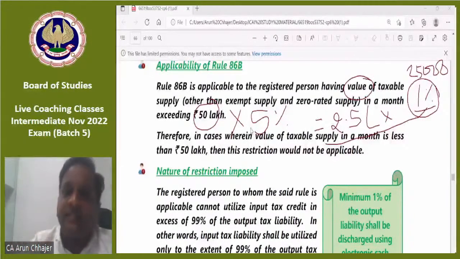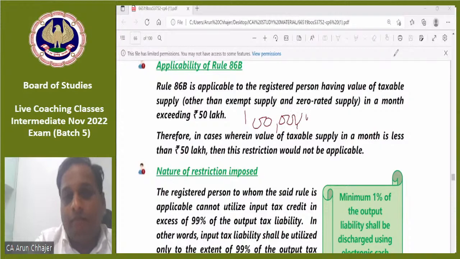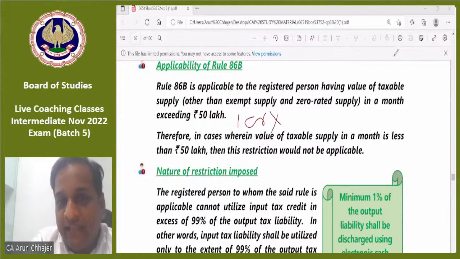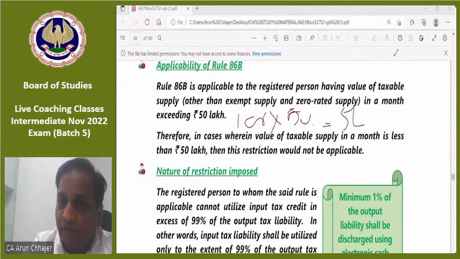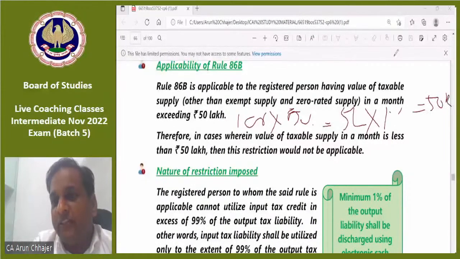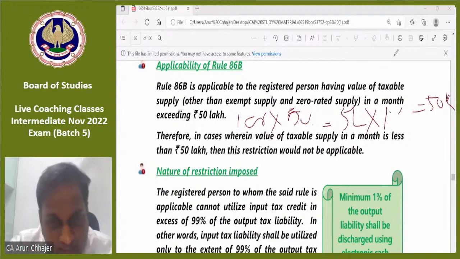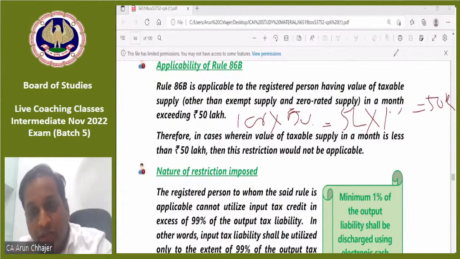Suppose my turnover is, let's say, 1 crore, and my rate is say 5%. How much would it be? 5 lakh is the tax amount, multiplied by 1%. It means I have to pay 50,000 in cash. Suppose I have sufficient ITC, still I cannot use it? Answer is yes. Rule 86B says that even though you have sufficient ITC, you cannot pay that portion except in cash.